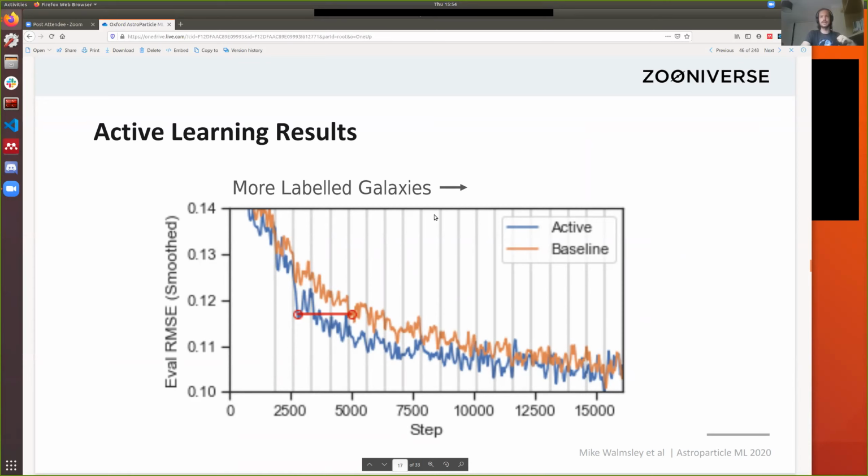We're getting more galaxies as we go this way. So what that means is we can train better models faster and therefore give astronomers the morphology predictions that they would like to use.